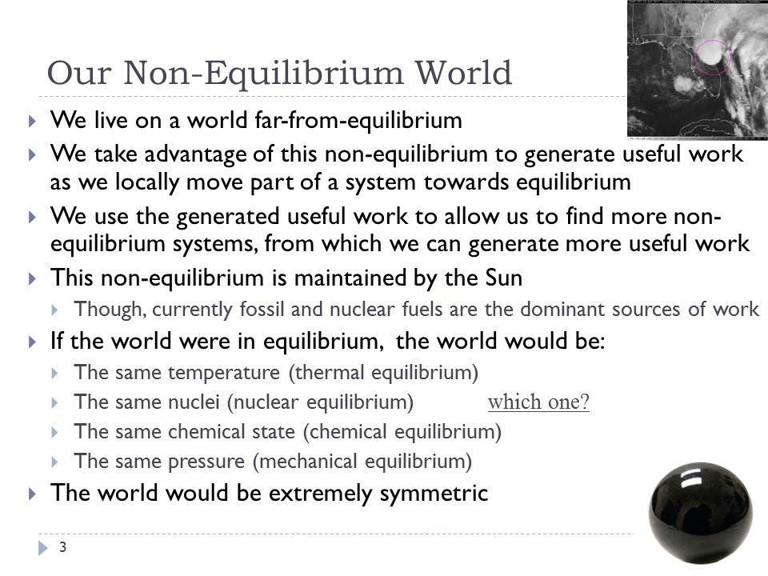Just to reiterate how non-equilibrium our world is, if it were in equilibrium, the world would be at the same temperature, meaning at thermal equilibrium. It would be the same nuclei, meaning it would be at nuclear equilibrium. And this is a question to ponder that I'll get into later: if it were in nuclear equilibrium, which nuclei would it be? Also, everything would have to be in the same chemical state, or at least in chemical equilibrium. And then everything would be at the same pressure, mechanical equilibrium. So in such a world, the world would be extremely symmetric. And that's not our world.